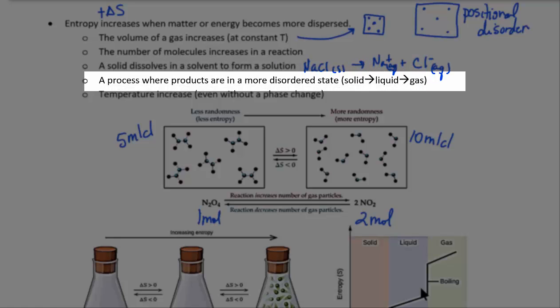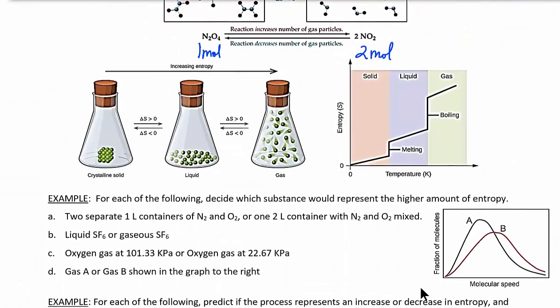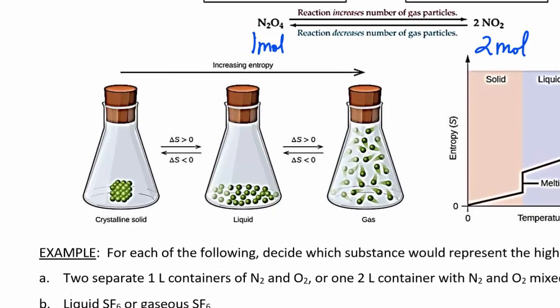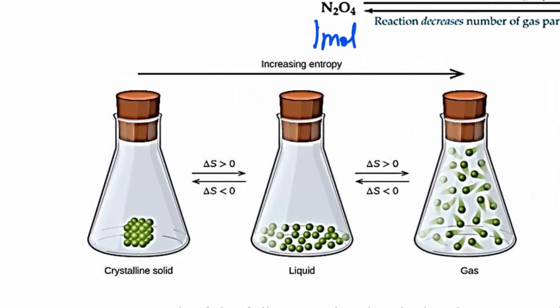A process where products are in a more disordered state, like solid, liquid, gas. We talked about that on the prior page. Over here is a good example. So we have a crystalline solid. This molecule right here has a limited number of microstates compared to a liquid because it can't move or change positions in here very readily.